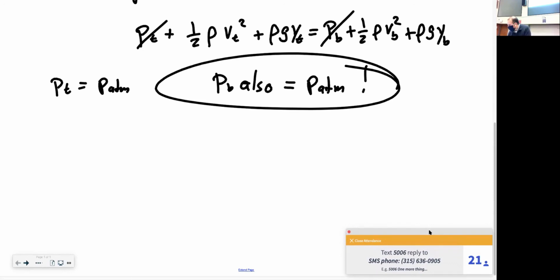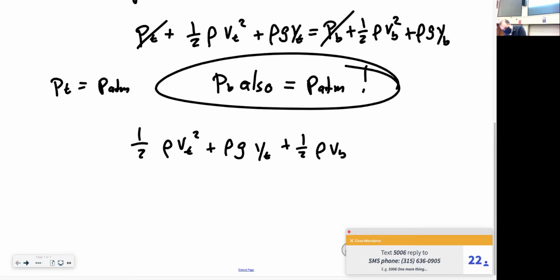Okay, so those pressures go away. What we have is 1/2 rho velocity at the top squared plus rho g y at the top equals 1/2 rho velocity at the bottom squared plus rho g y at the bottom.